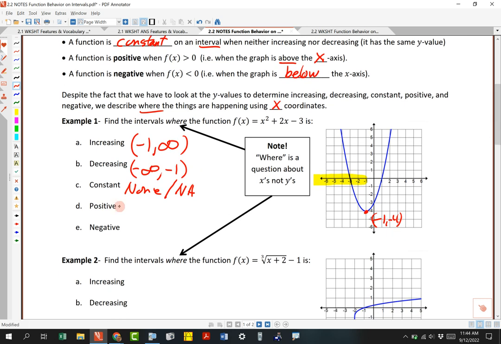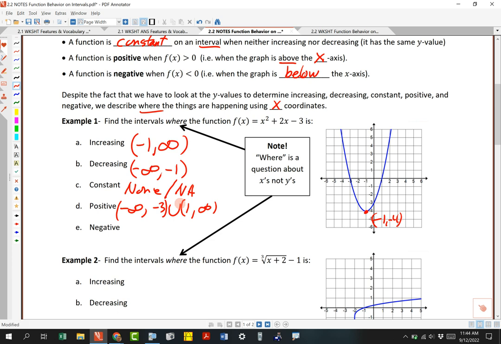Okay? Now, where is it positive? Where is it above the x-axis? Luke? From -infinity to -3. Uh-huh. And from 1 to infinity. Very good.